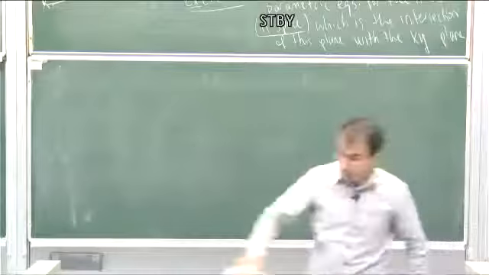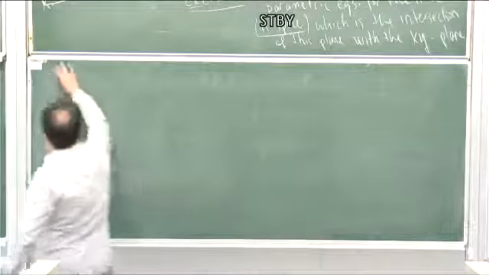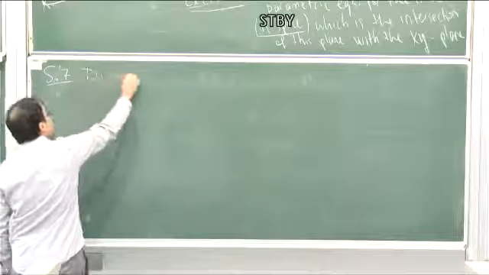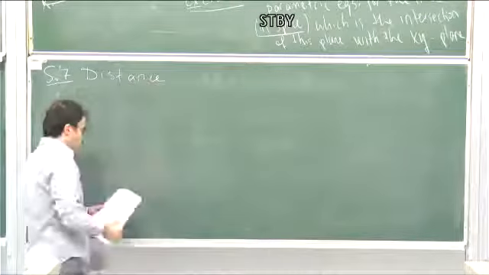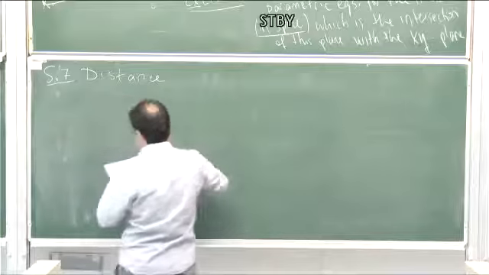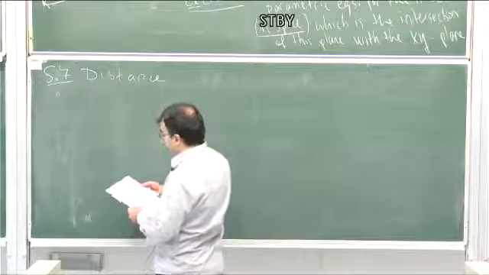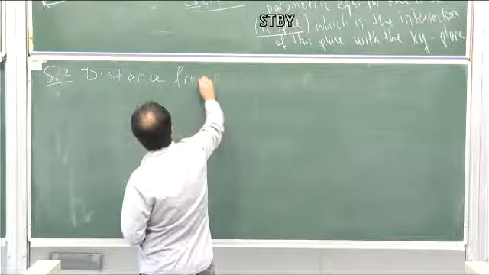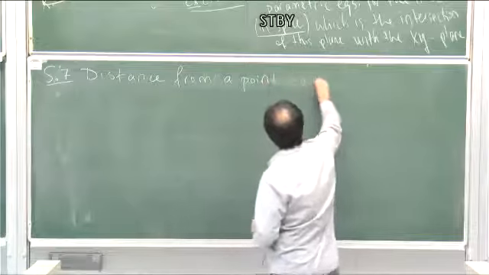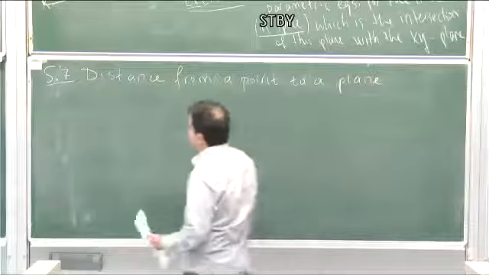We now move to section 5.7, which is about distance from a point to a plane, from a point to a plane in space.